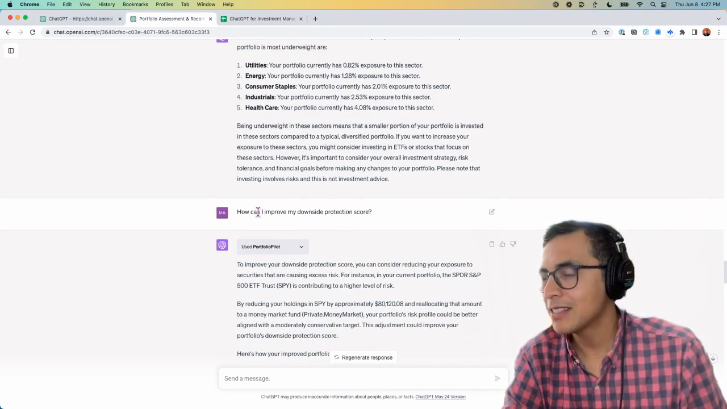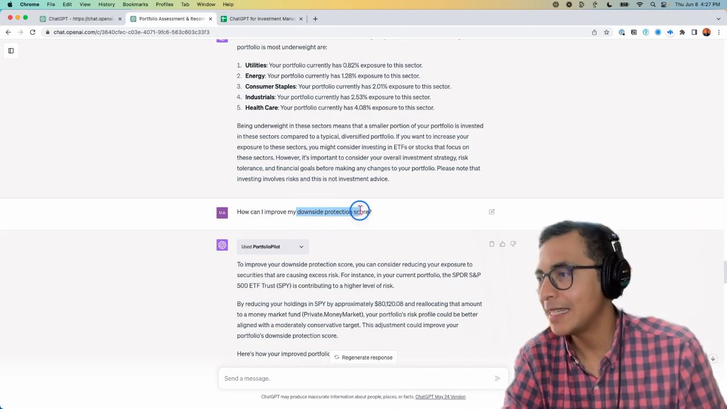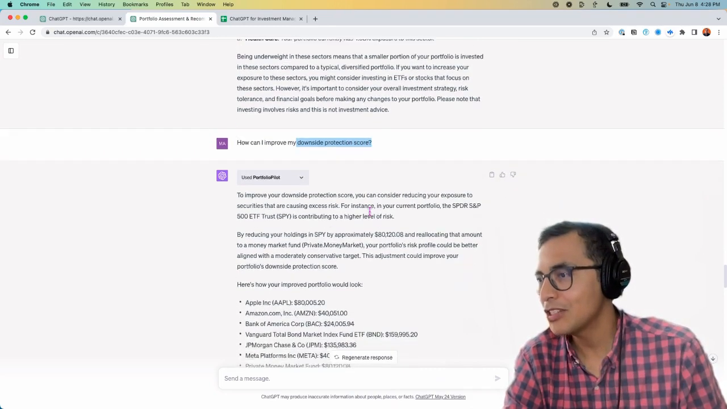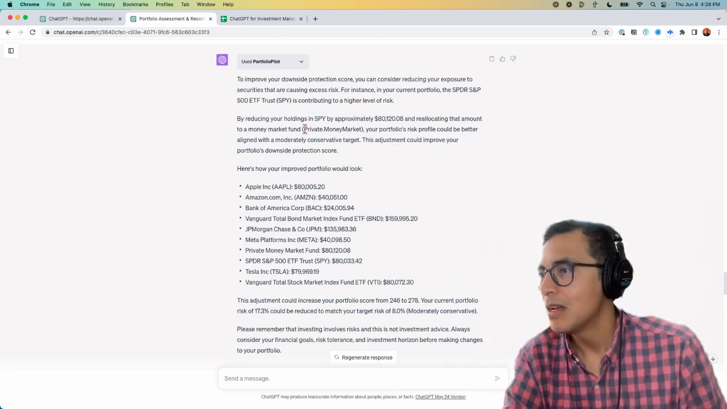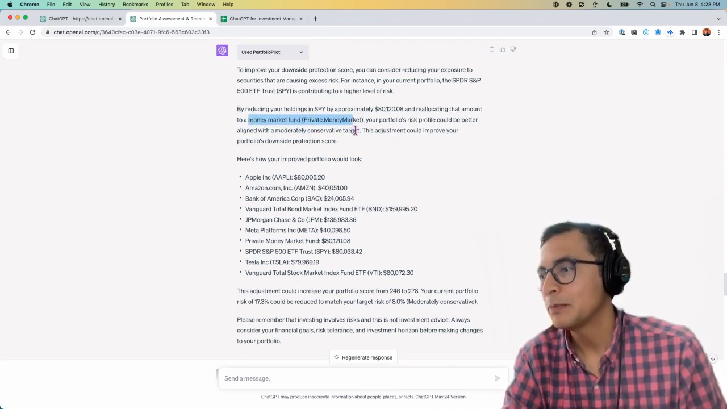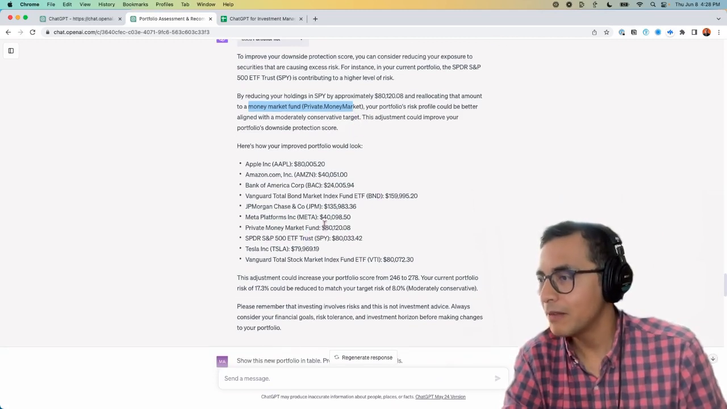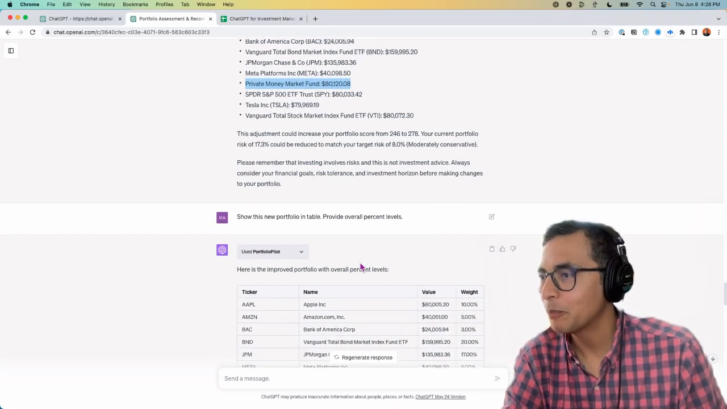And then I asked ChatGPT how I can improve my downside protection score. And here it comes back with some analysis and a recommendation of adding to a money market fund, and even sells out of certain holdings and adds that to the money market fund, which is pretty cool.